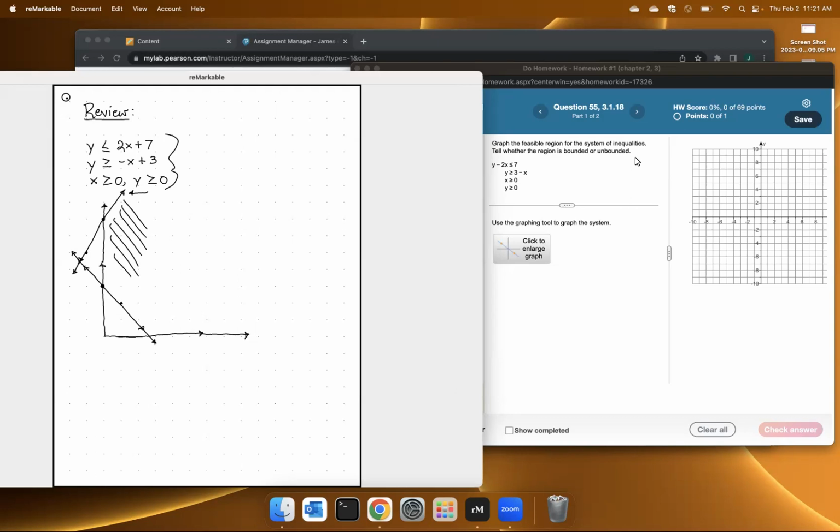If I look at the second equation, right, we're looking for points whose y coordinate is bigger than that line. So we would shade up this way. And then, of course, I have to stay within the x and y axes with this third equation. Okay, so this feasible region is certainly unbounded.